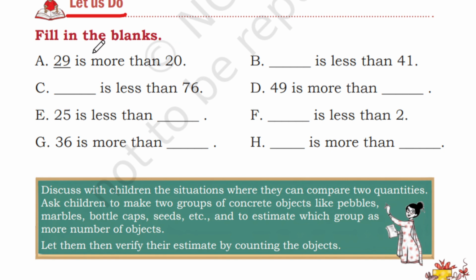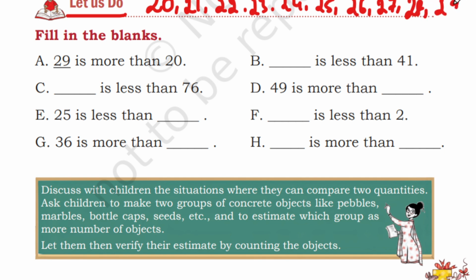So fill in the blank. 29 is more than 20. So 29 is more than 20 because when you write 20, 21, 22, 23, 24, 25, 26, 27, 28 and 29. So which number comes first? 20 is here. When you add 20 plus 1 only, we will get 21. So likewise, 29 is more than 20. Okay, that's what is written here. 29 is more than 20.